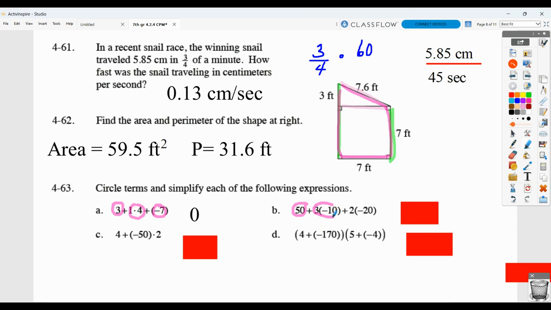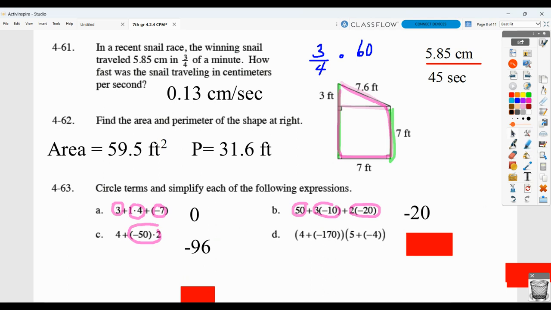This would be a term, this would be a term, this would be a term. So 3 times negative 10 is negative 30, 2 times negative 20 is negative 40. So we have 50 plus negative 30 plus negative 40, giving us negative 20. But again, show a little extra work. Show that extra step in between. Here, multiplying this, negative 50 times 2 is negative 100, plus 4 is negative 96.